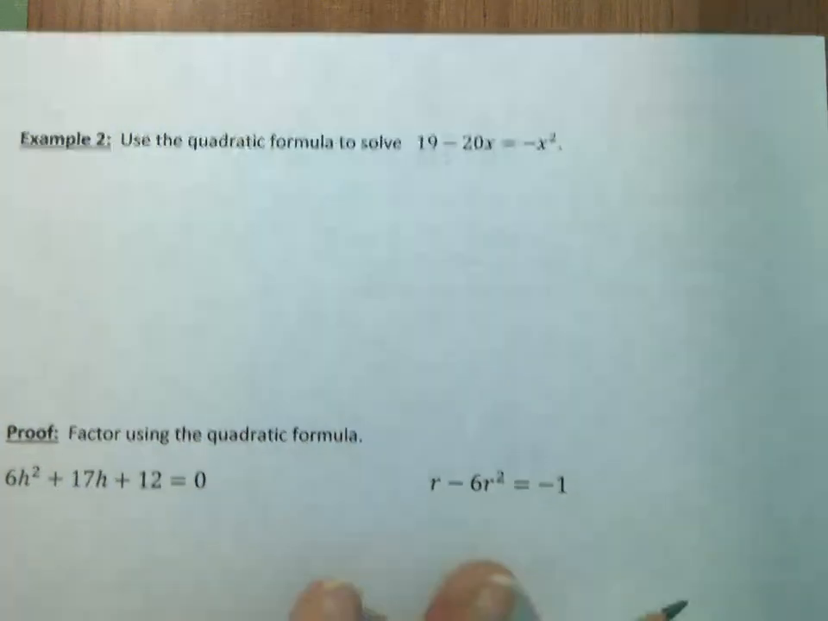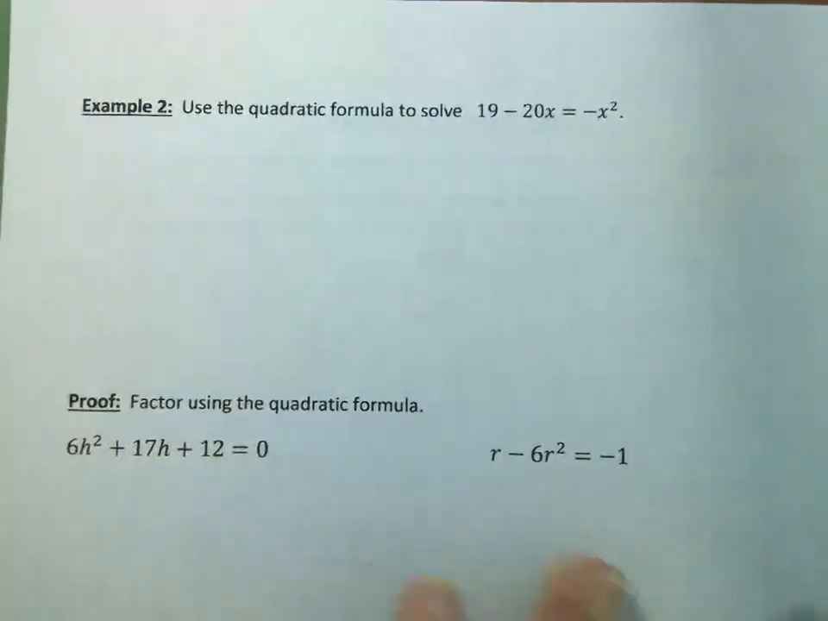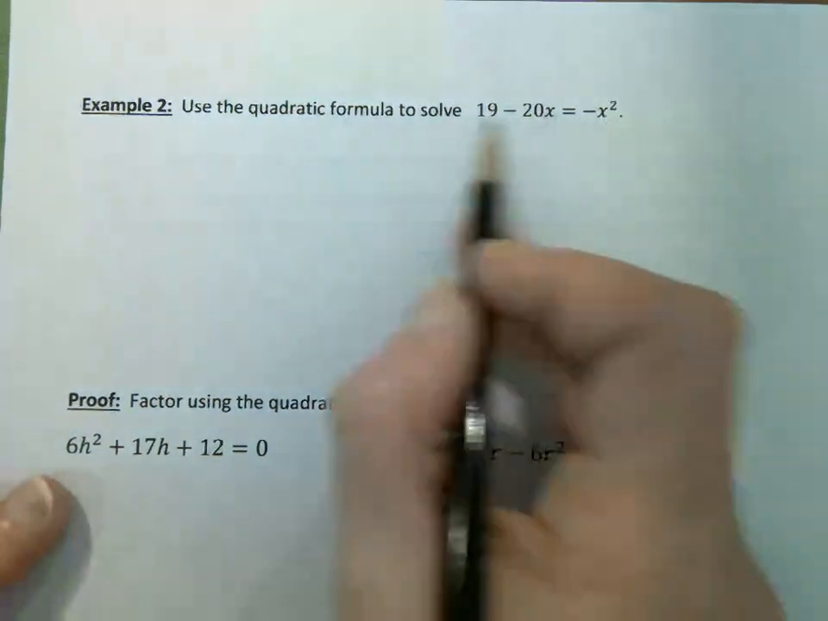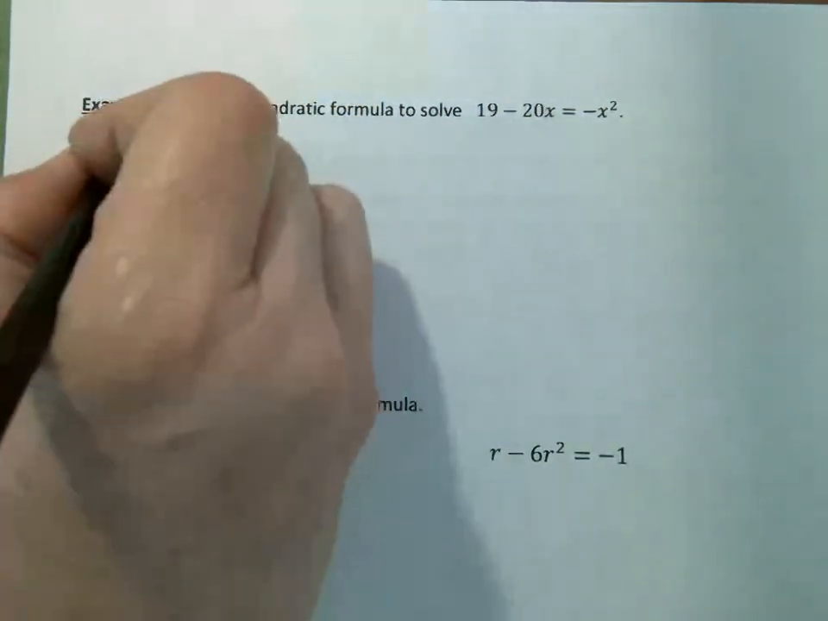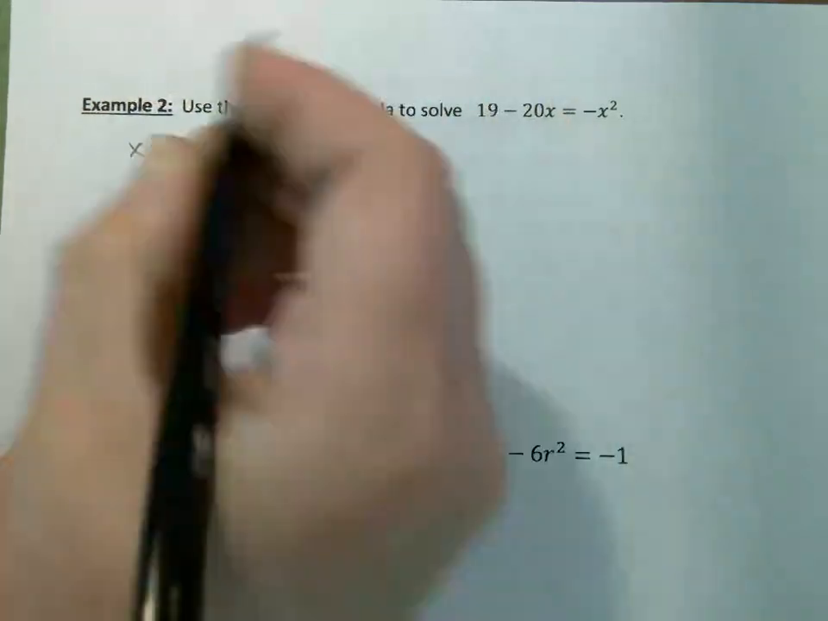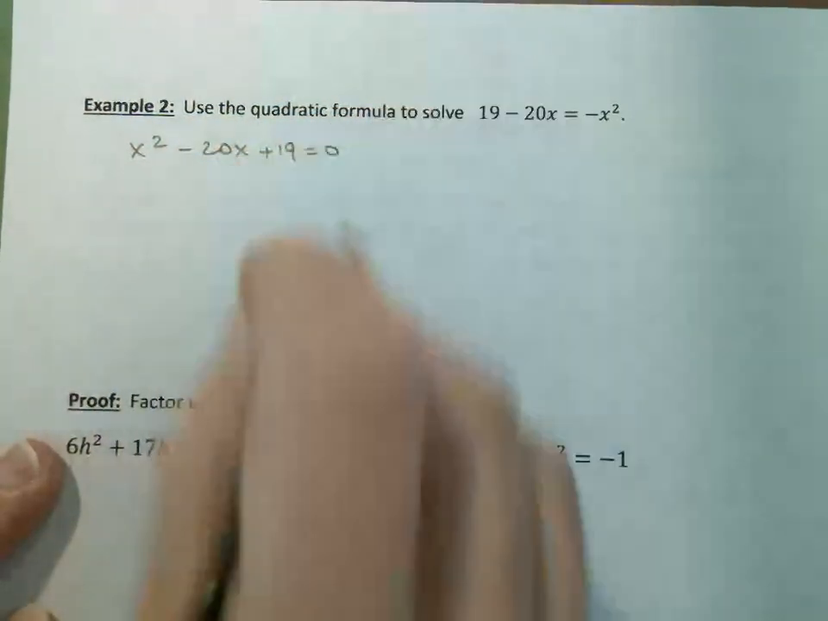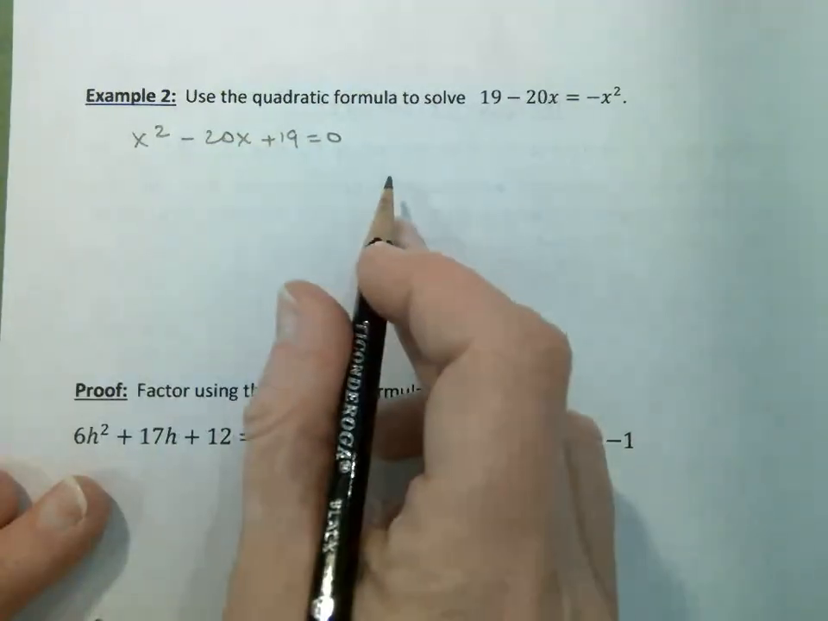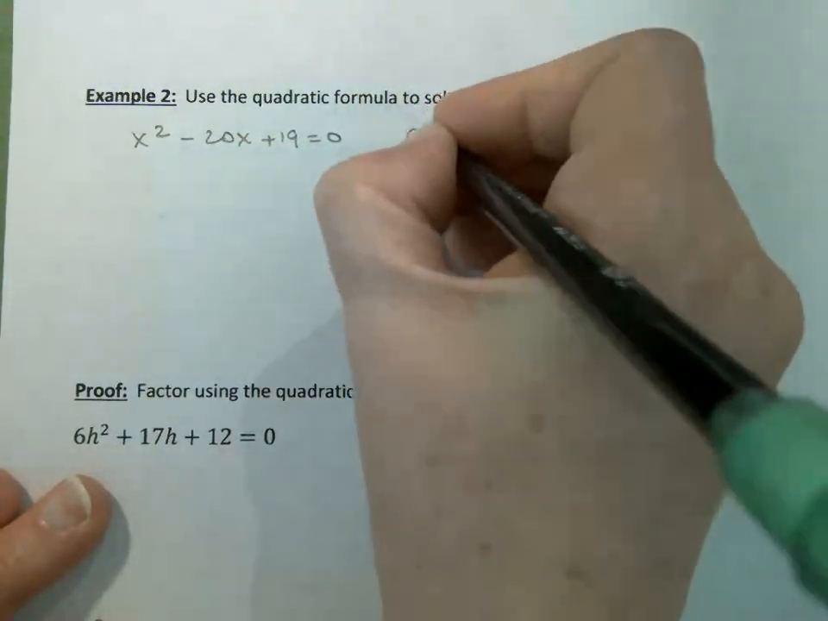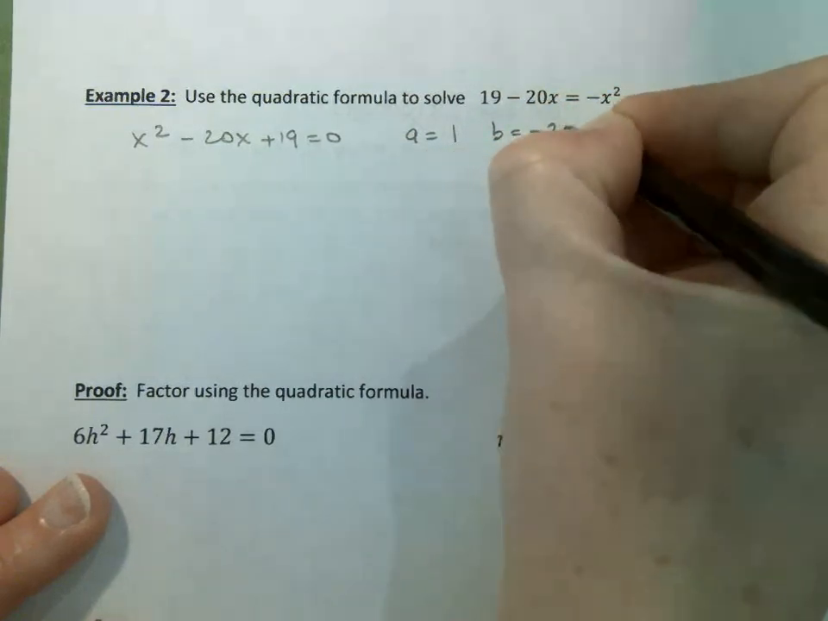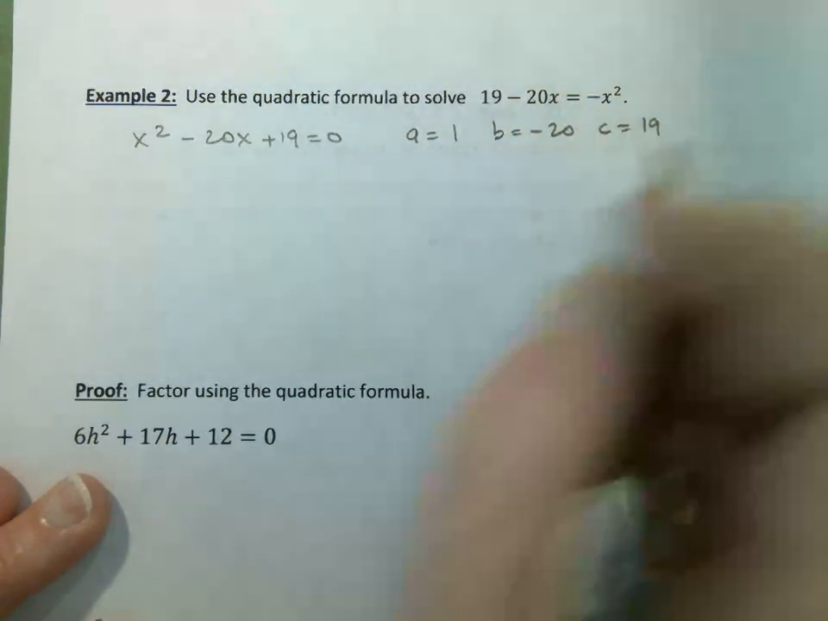Now, what you might notice about this is that it is not in standard form, so we need to put it in standard form. I'm going to go ahead and move the -x² over here. I'm just going to write it out this way. So it becomes +x² minus 20x plus 19 equals 0. All I did was put it in the right order. So A is equal to 1, B is equal to -20, and C is equal to +19.